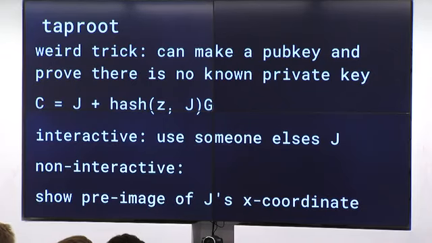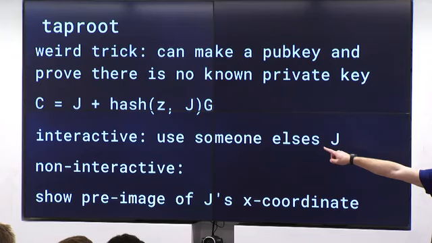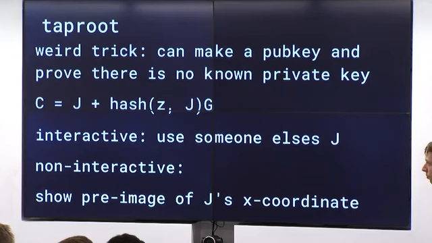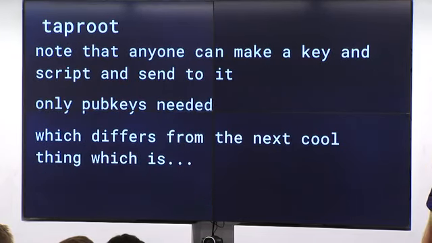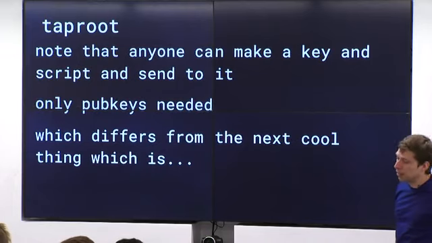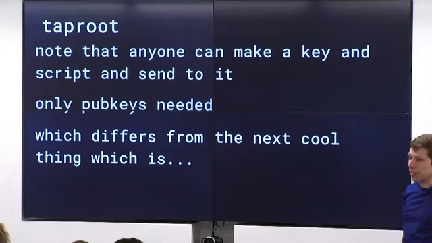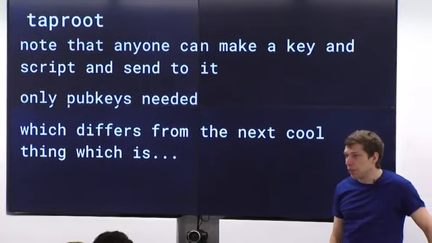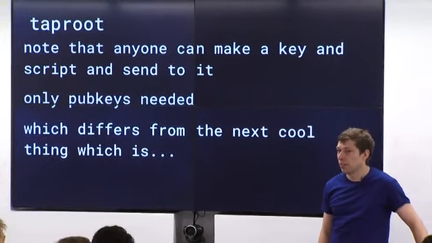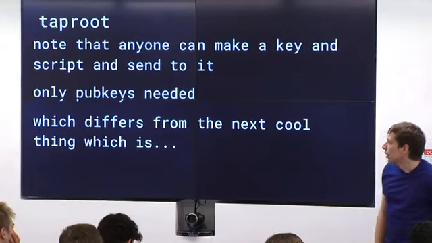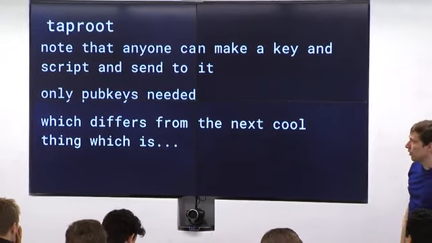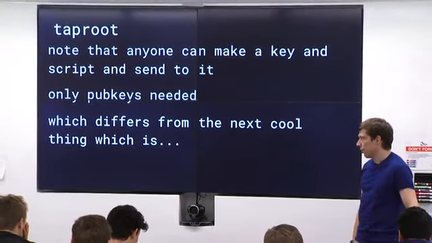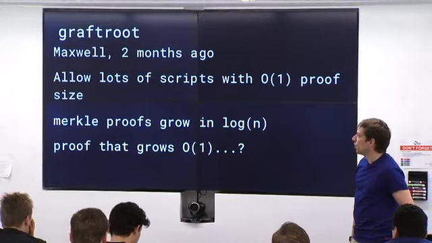You don't need knowledge of any private keys to construct C. Only the pub keys are needed. That's actually really nice because that's the same as currently the case in Bitcoin, right? If you're creating an output script like pay to pub key hash, pay to script hash, there's no private keys involved in that process, right? You just tell everyone. Okay, which differs, and there's the important distinction between the next cool thing, which is Graftroot.